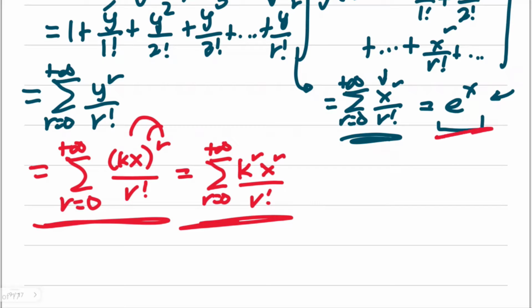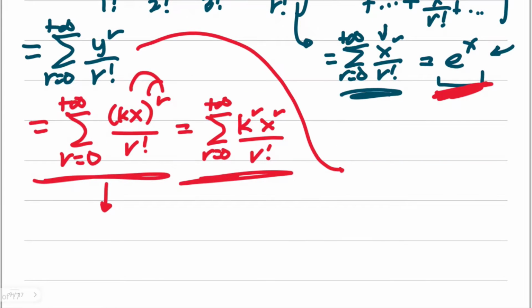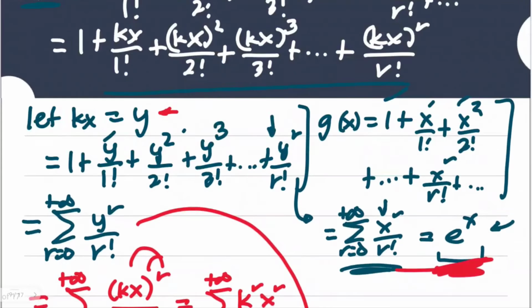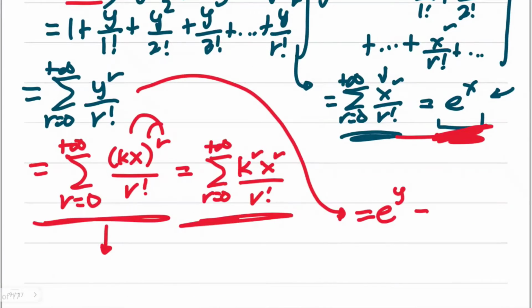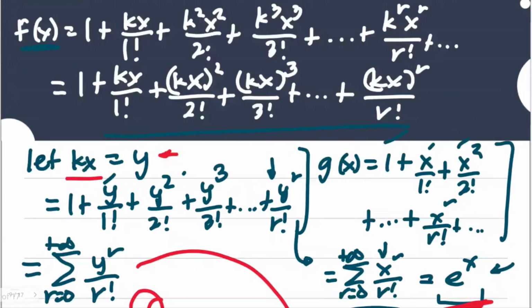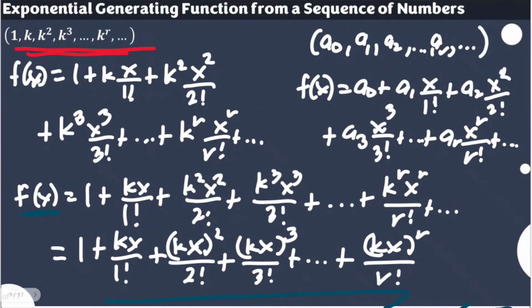If you would like to have an expression like this, basically, we have the summation of y to the power of r over r factorial as r starts from 0 to positive infinity. This is actually equal to e to the power of y, where then again y is kx, so this is actually equal to e to the power of kx. This is the exponentiation form of this power series, which is also equivalent to the given sequence of numbers here.